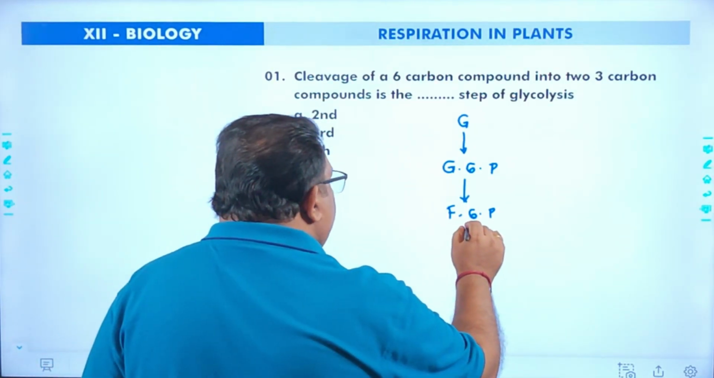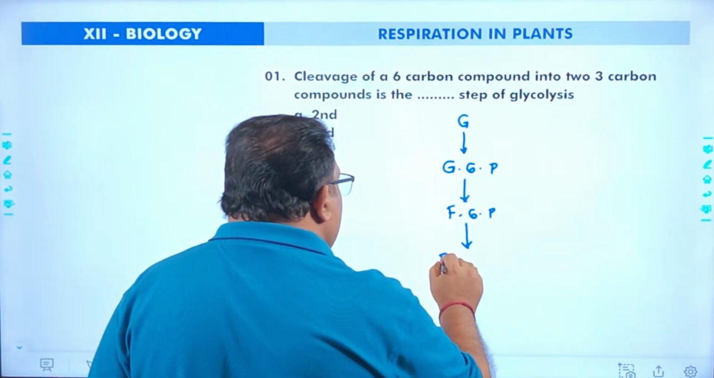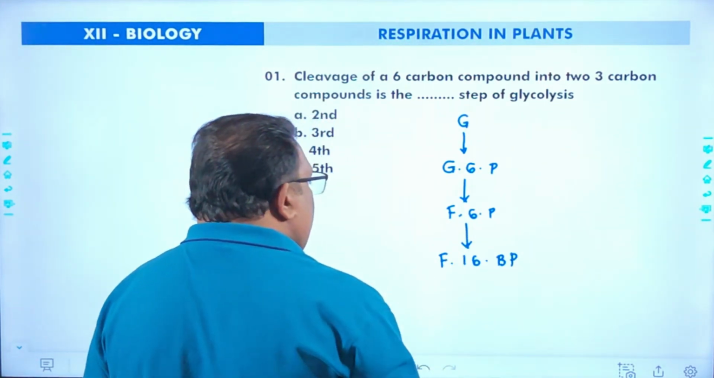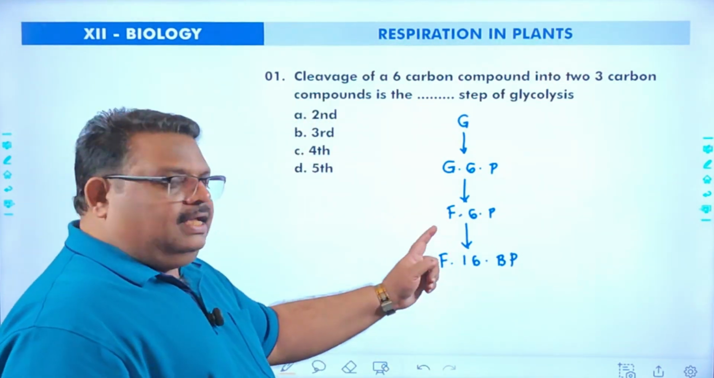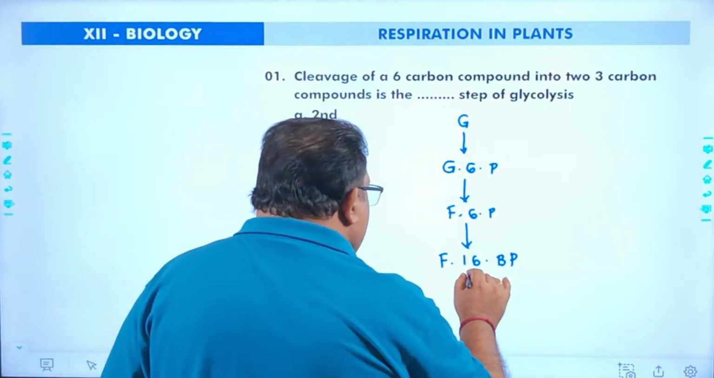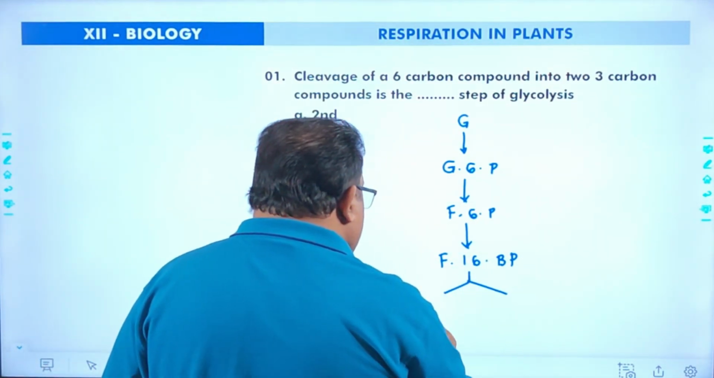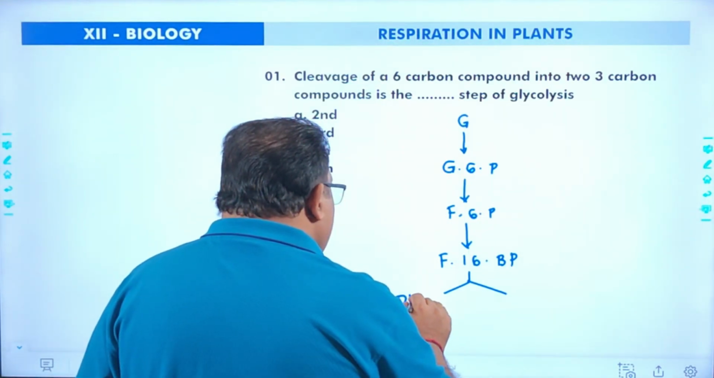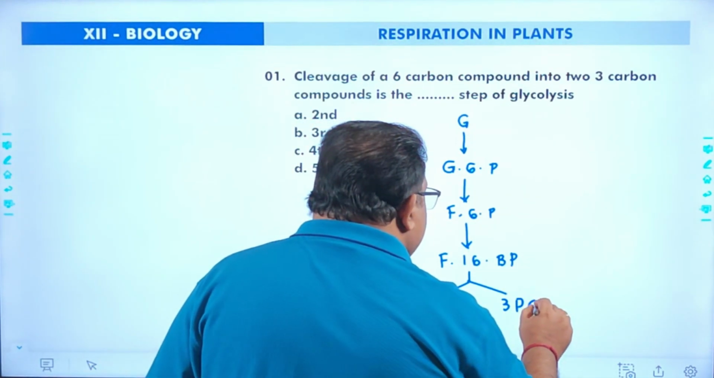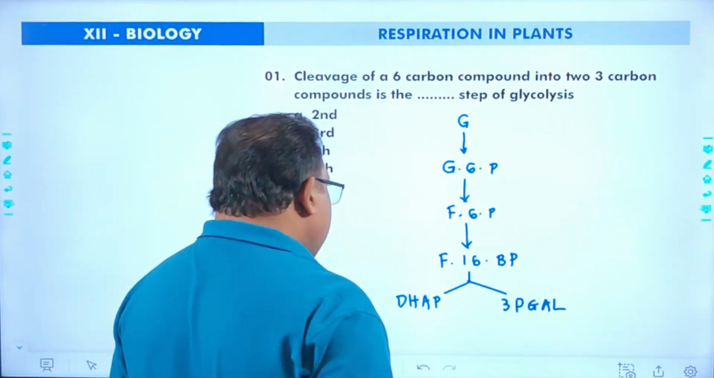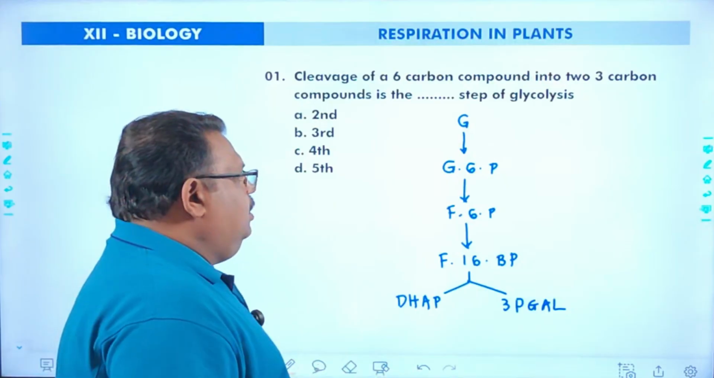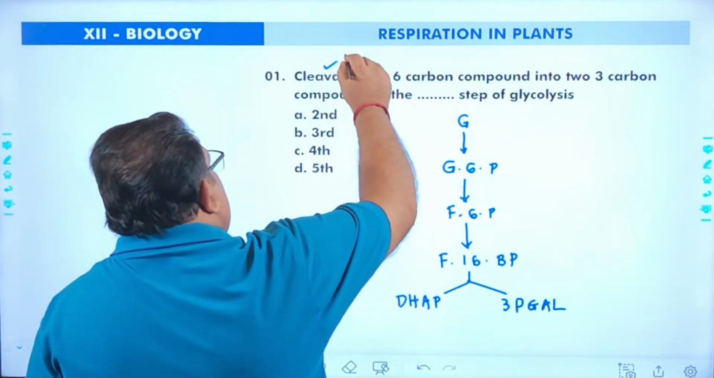Then fructose 6-phosphate is again phosphorylated into fructose 1,6-bisphosphate. The second phosphorylation reaction, the fructose 1,6-bisphosphate is broken down into dihydroxyacetone phosphate and 3-phosphoglyceraldehyde. That is the reaction number 4. And this reaction is called cleavage reaction.